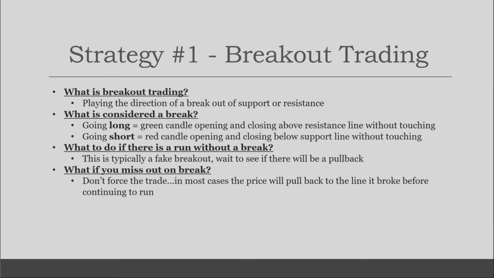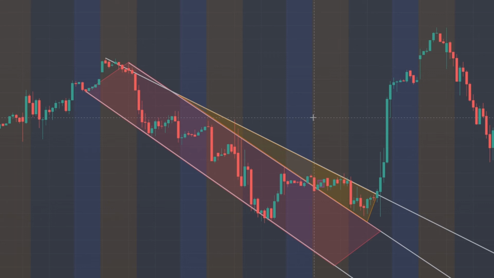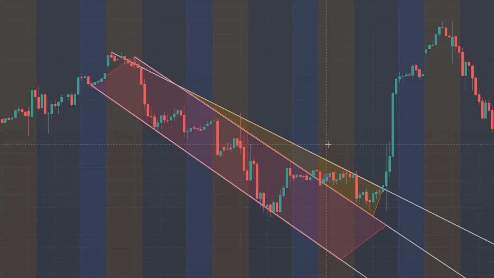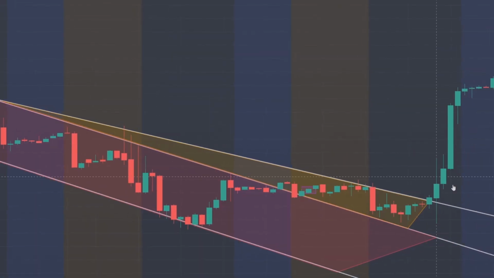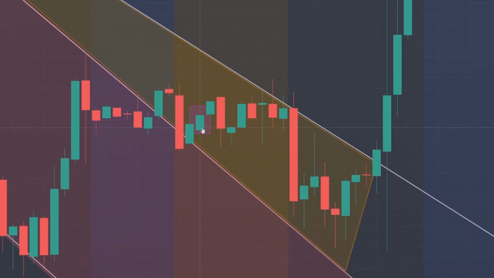Let's have a look at an example. In this example, I quickly identified a downtrend, and so I drew my trend lines based on this downtrend. If I want to go long, I am looking for a green candle to both open and close above my resistance without touching it at any point. In this particular case, it would be this candle over here.